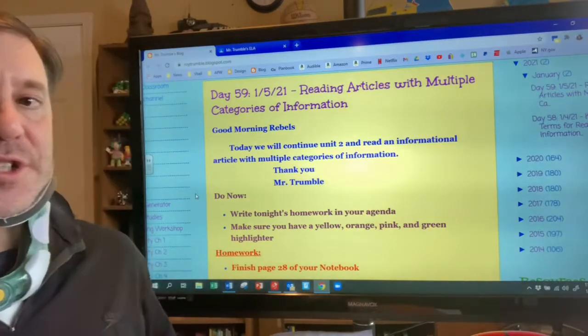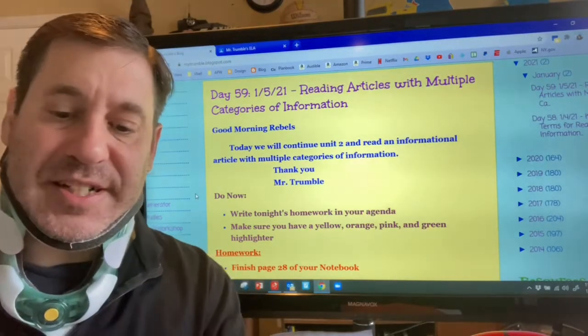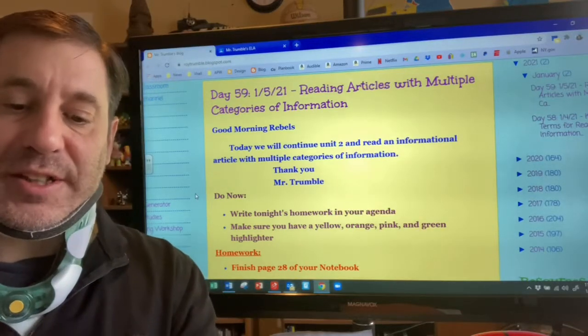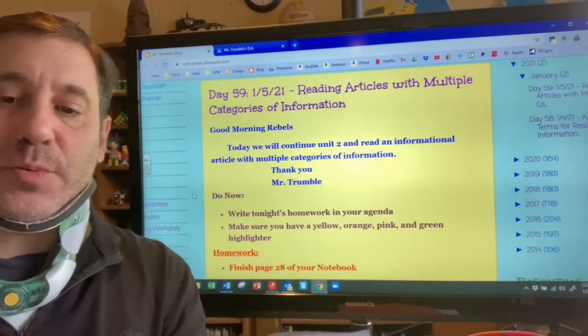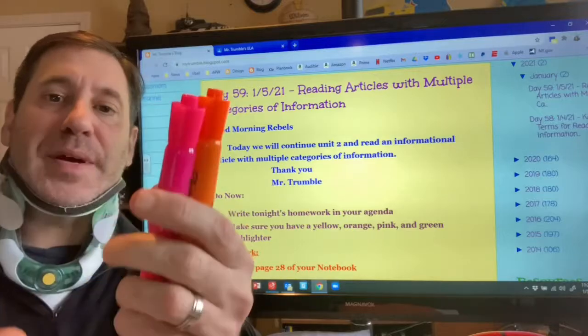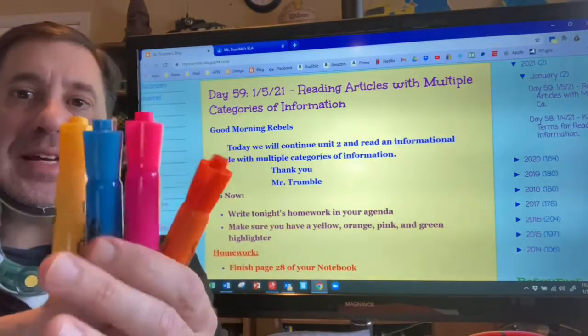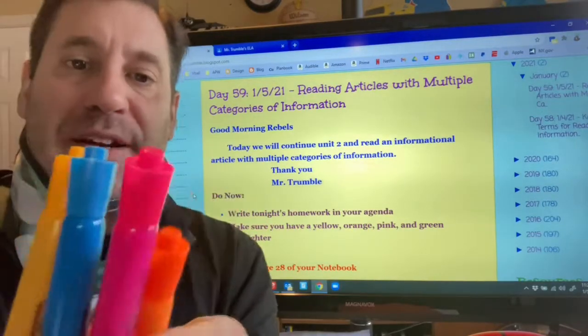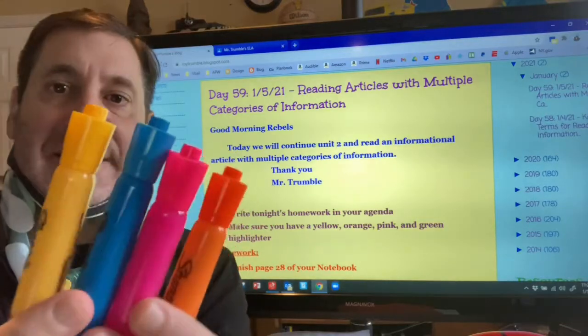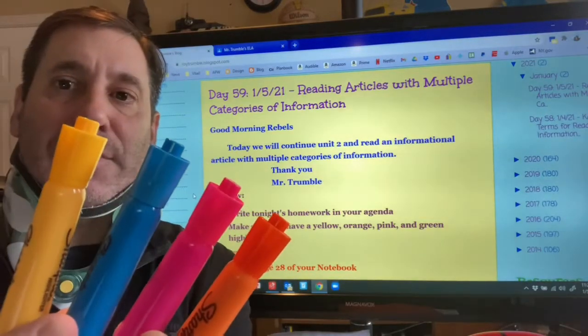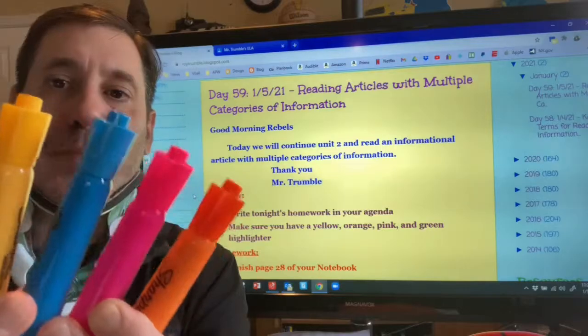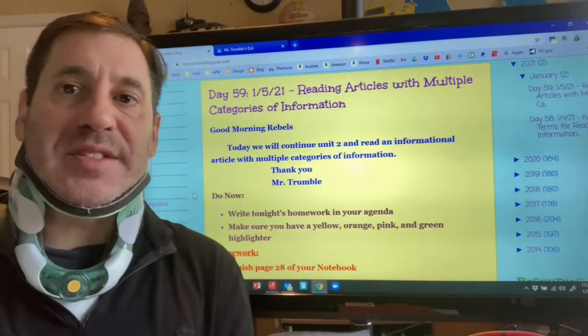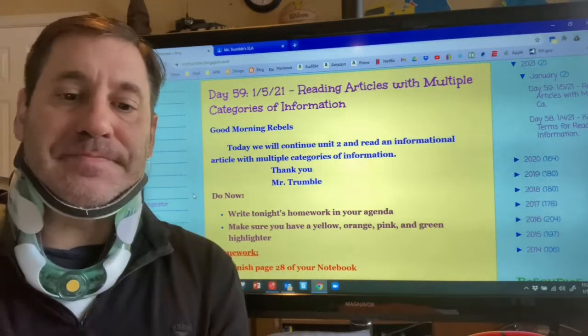So let's talk about what you're going to need for today's lesson. So today you're going to need your highlighters just like yesterday. Yesterday we used orange, pink, blue, and yellow. And again, it's important that if you don't have these colored highlighters, that's okay. You could find crayons that were this color or colored pencils. What's most important is that you have the right colors.